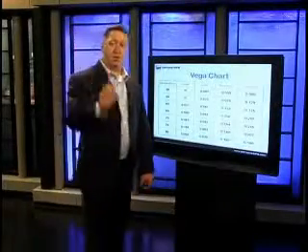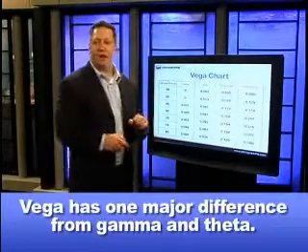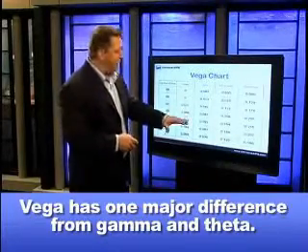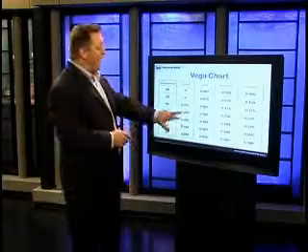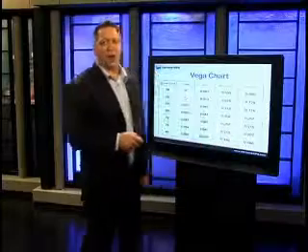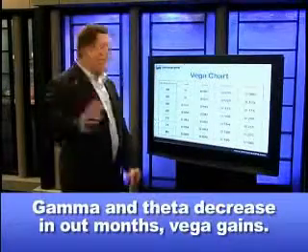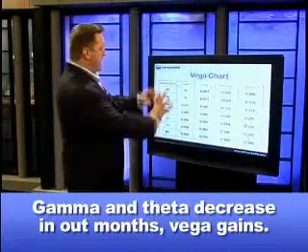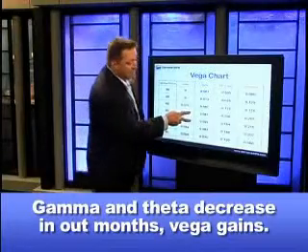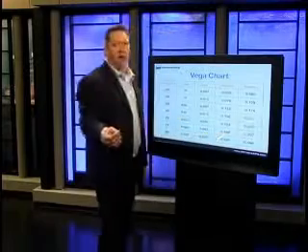But there's one slight difference with Vega compared to gamma and theta. See, gamma and theta, like Vega, all three of them are biggest at the money. But gamma and theta decreased as we went out over time. Vega doesn't. Vega does the opposite. It's the only difference between the actual nature and behavior of these strike-based Greeks. Vega actually increases in the out months.